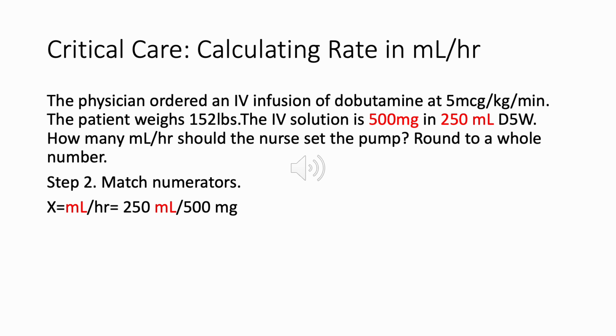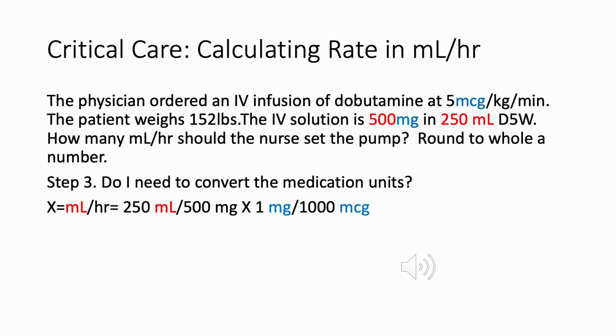So the second step in dimensional analysis is that you're going to match the numerators. So this equation wants me to find milliliters per hour. So my X is milliliters per hour. And in dimensional analysis, what makes it so easy is we always match the numerator first. So because my numerator is milliliters, I go back into the equation and I look for how many milliliters I have. And it's 250 milliliters. And in that 250 milliliters, I have 500 milligrams.